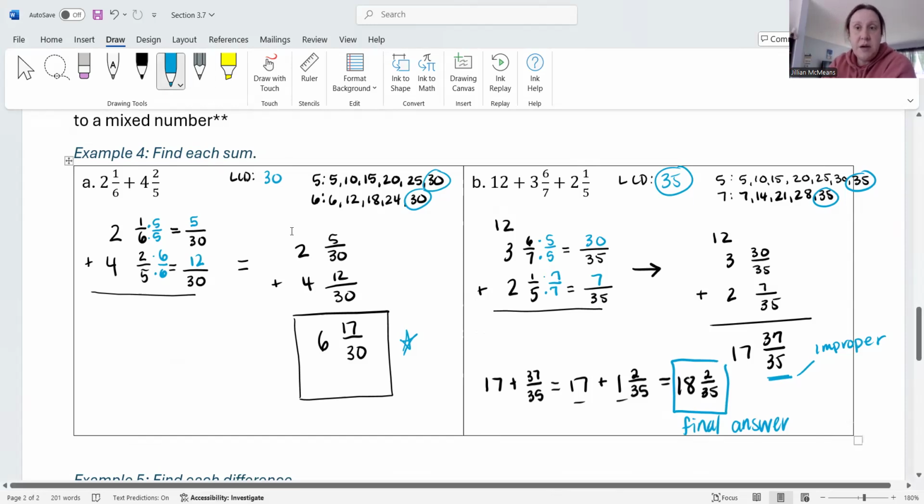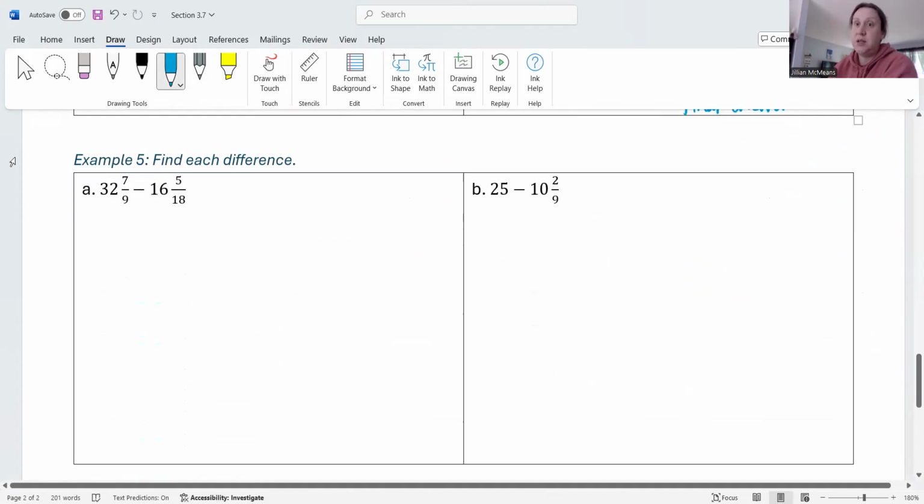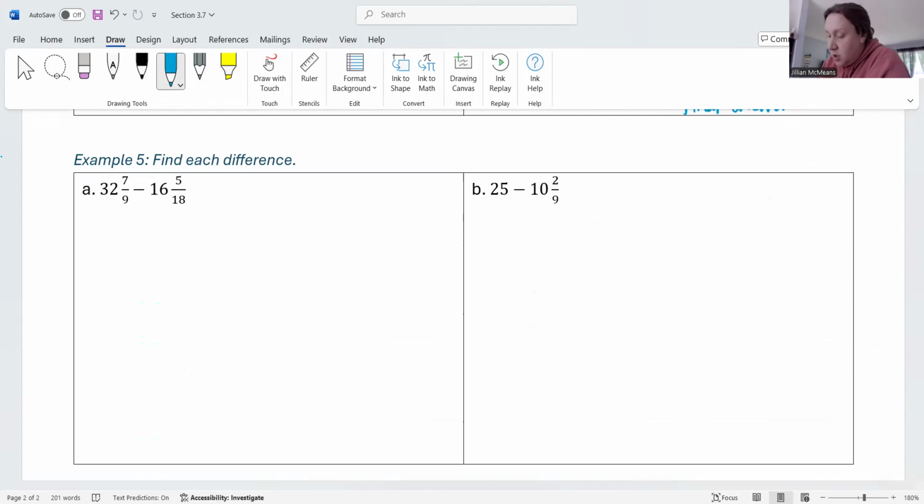Okay? For example 5, let's look at subtracting. So example 5 says find each difference. Okay? So just like with addition, I'm going to write this vertically. So I have 32 and 7/9 minus 16 and 5/18.